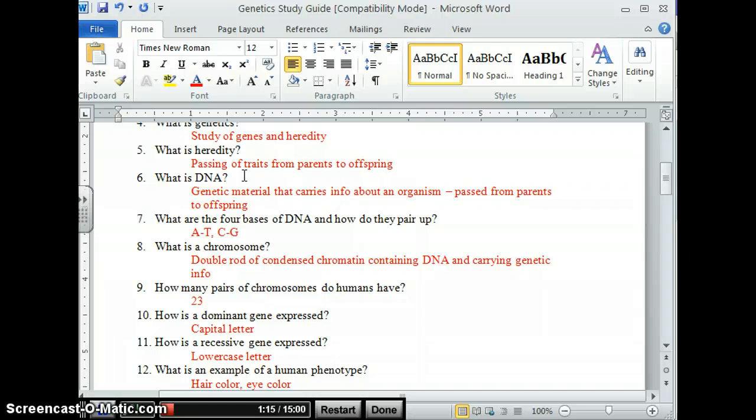A chromosome, for number 8, is a double rod of condensed chromatin. It contains DNA and it carries genetic information. Humans have 23 pairs of chromosomes. Be careful on the test and make sure that you know it's 23 pairs or just 46 chromosomes. Dominant genes are expressed with a capital letter and recessive genes are expressed with lowercase letters.